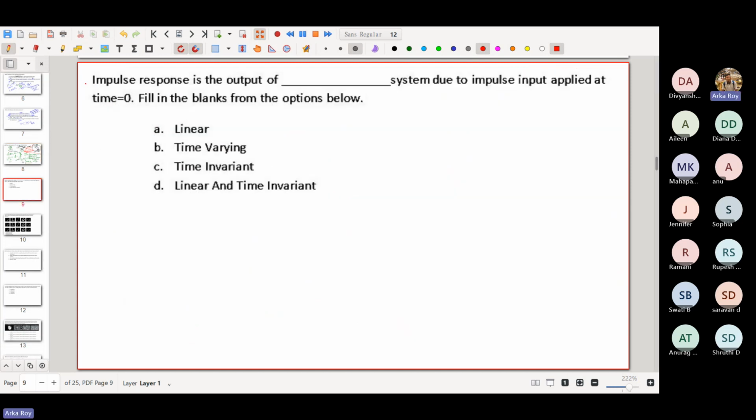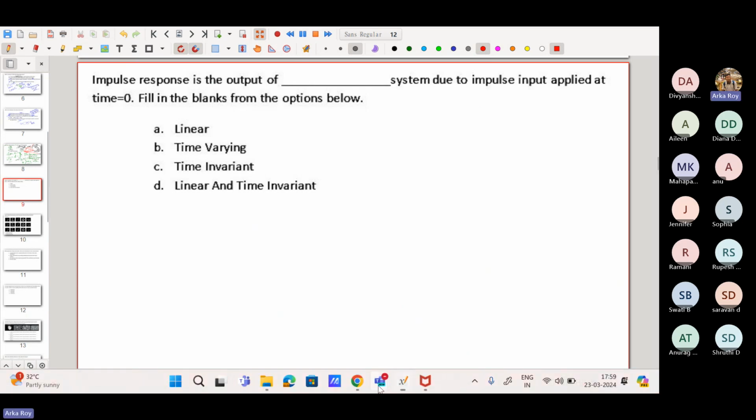Okay, the next question states that impulse response is the output of dash system due to an impulse input applied at t equals 0. So what is the correct answer for this one? And I need the justification.